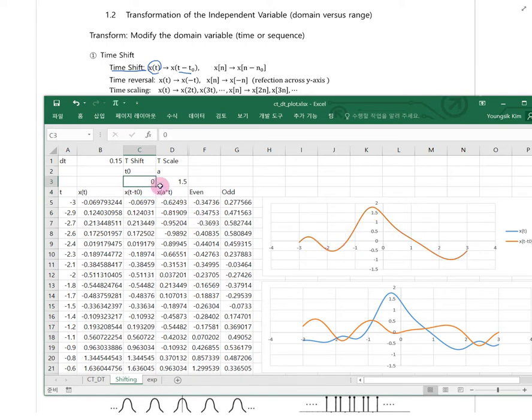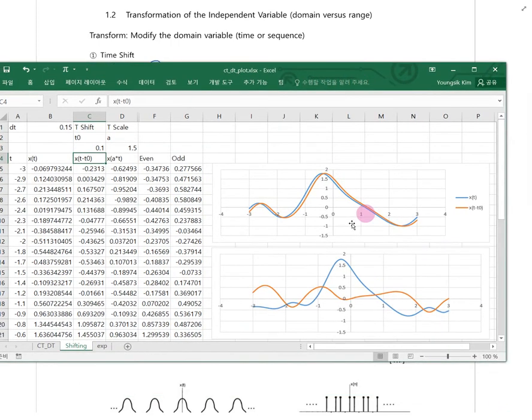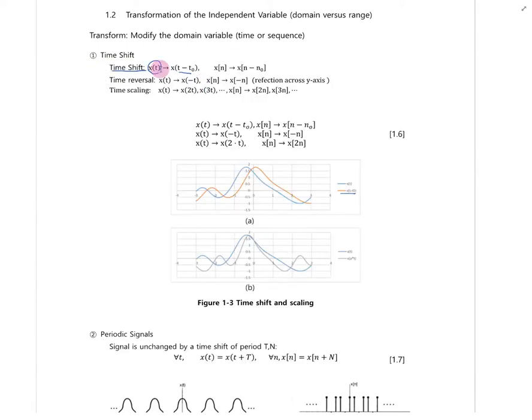If I shift by 0.1, then it is shifted a little bit to the right-hand side. If I shift more, by 0.5, it moves 0.5 points. So this is time shifting, and you can see the relationship. It's a parallel shift. The time shift is just shifting the domain variable.